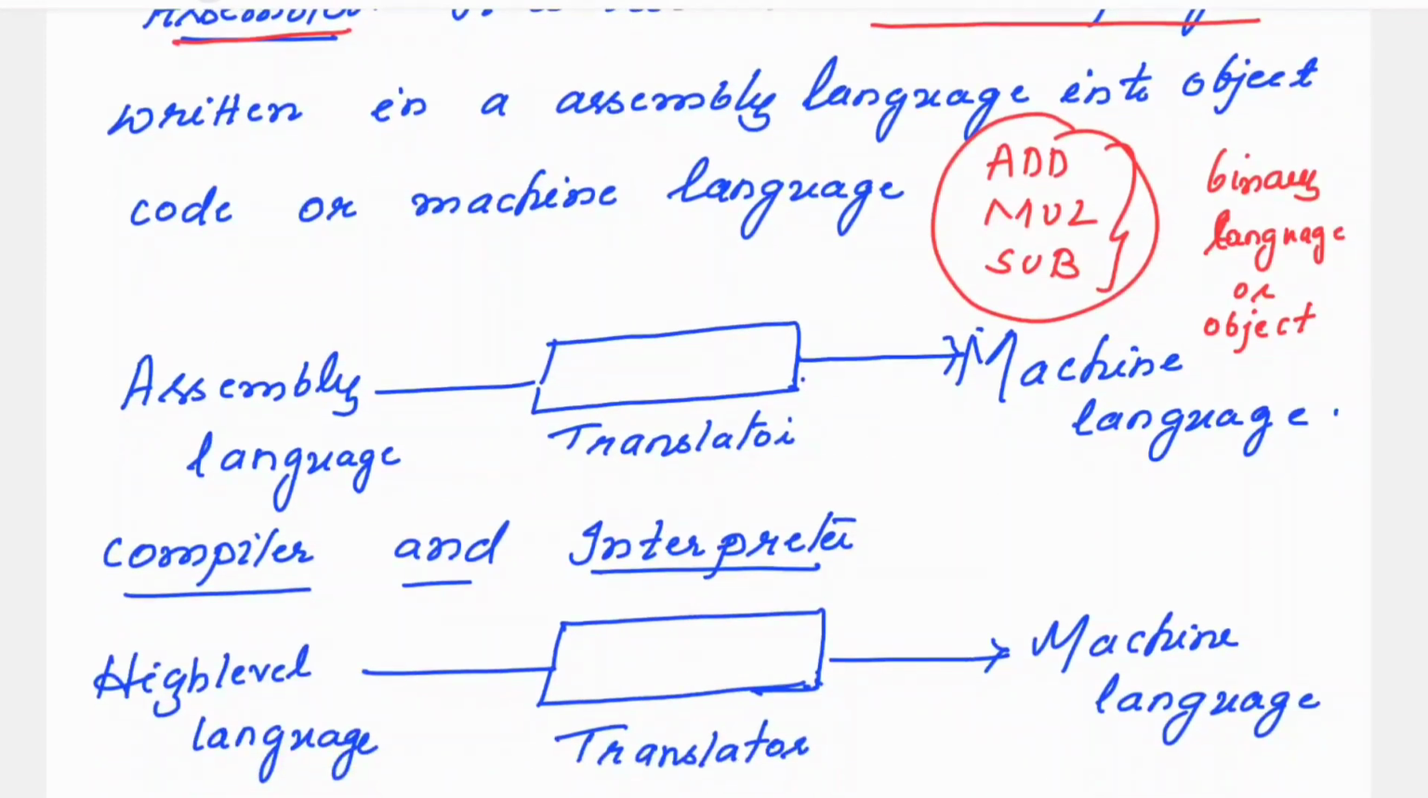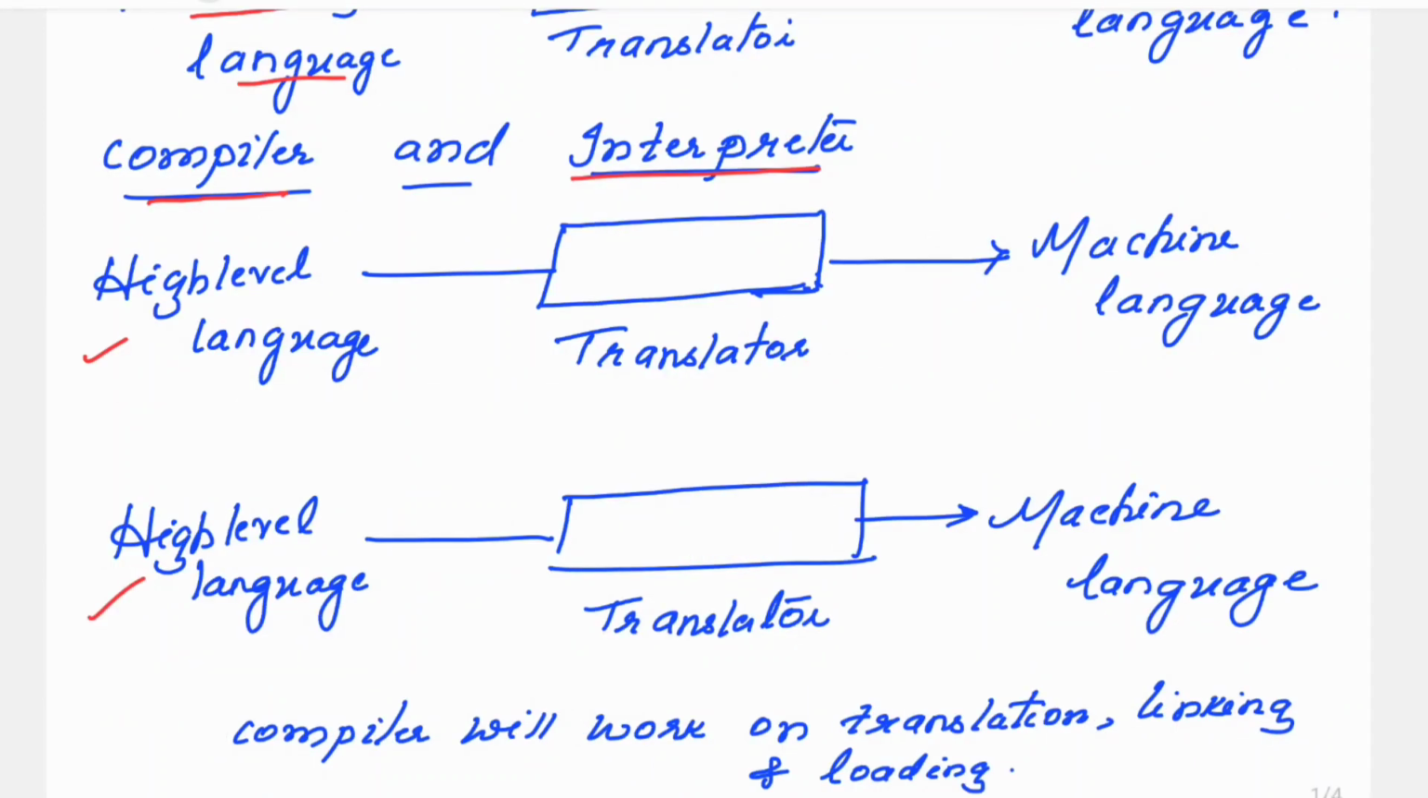So this is what I have written here. You can see the translator takes the assembly language and it produces what? The machine language. So now what about compiler and interpreter?